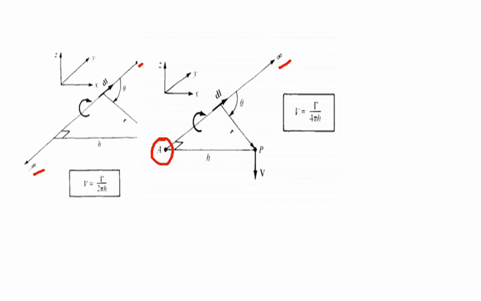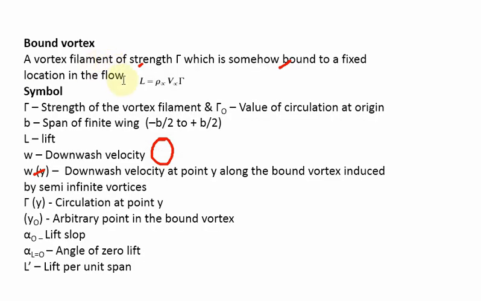You are going to use these equations here. When you come to the derivation part, you have to start with the bound vortex. The bound vortex is a vortex filament of strength gamma, which is bound to a fixed location. The bound vortex has a lift force, based on the Kutta-Joukowski theorem, that is L equal to rho infinity V infinity gamma, where gamma is the strength of the bound vortex. That is only for the lift force possessed by the bound vortex.